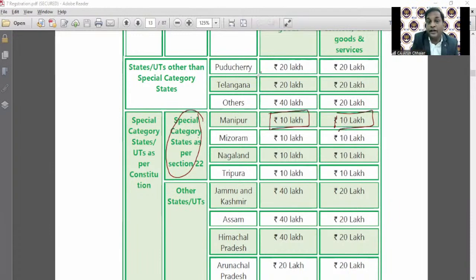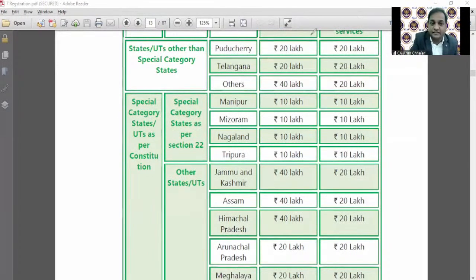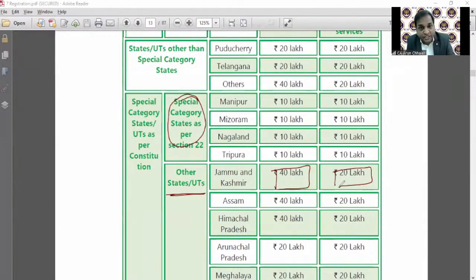What is the third point? The third point is a special category state other than section 22. Correct. Limit would be 40 and limit would be 20, like normal state. There are certain exceptions for which I will explain the notification. Then I will come back to this chart. But for the time being, I have explained 3 points.